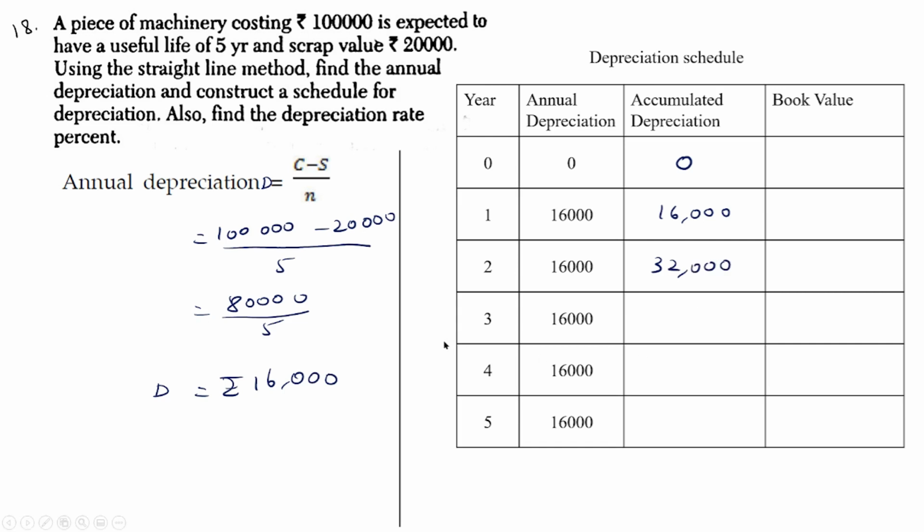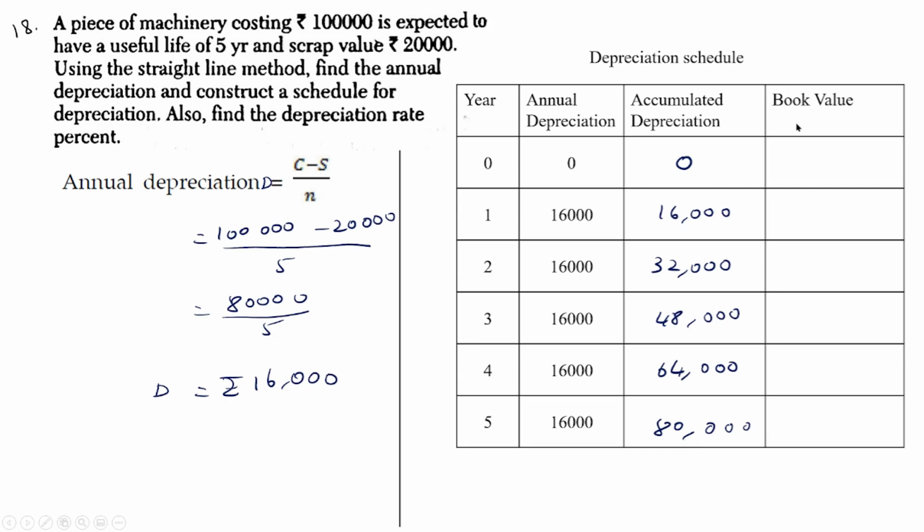32,000. At the end of year 3, accumulated depreciation will be 32,000 plus annual depreciation 16,000, 48,000. At the end of the 4th year, it will be 48,000 plus the depreciation for the 4th year, 16,000. It is 64,000. And for the 5th year, it will be the sum of these two, which is 80,000. So at the end of 5th year, we should get accumulated depreciation as this C minus S value, 80,000.